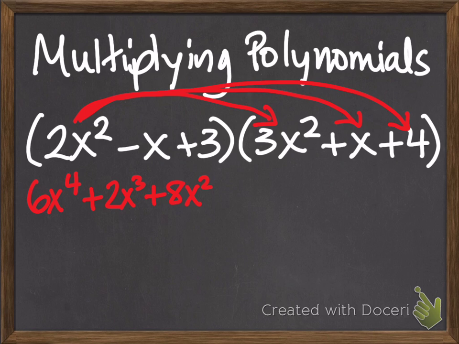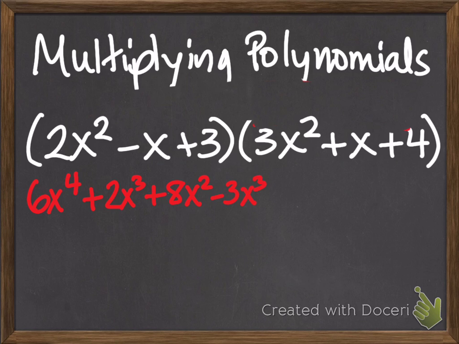So next, I'm going to take the negative x from the first parentheses and multiply it by all the parts of the second. So negative x times 3x squared is minus 3x to the third. Negative x times x is minus x squared. And negative x times 4 is minus 4x. And then we're going to distribute the 3 into all of them. So 3 times 3x squared is 9x squared. 3 times x is 3x. And the last piece is 3 times 4, which is 12.